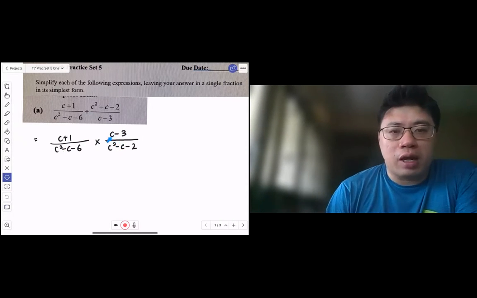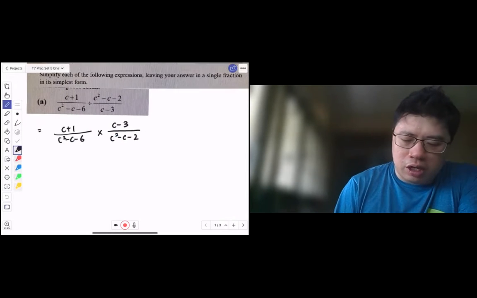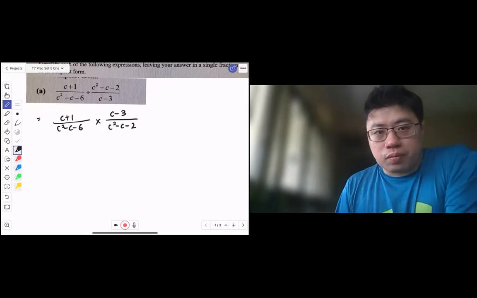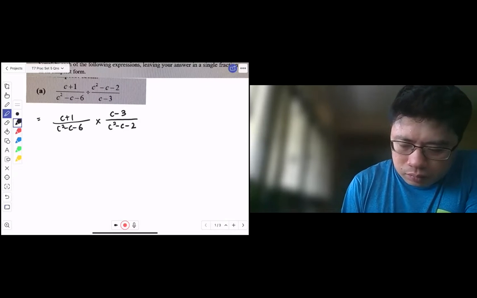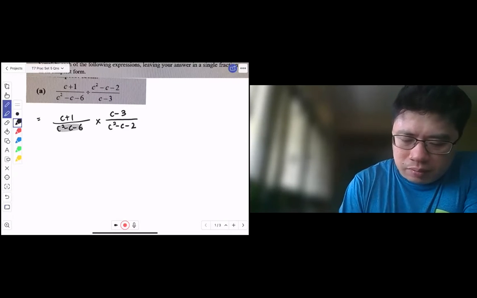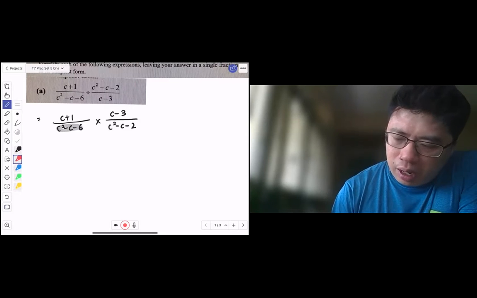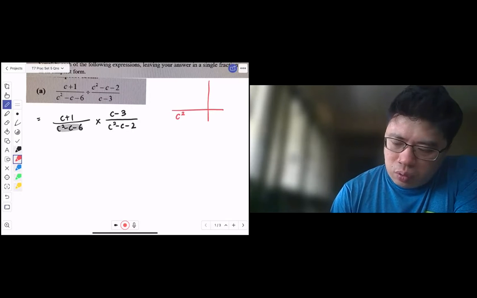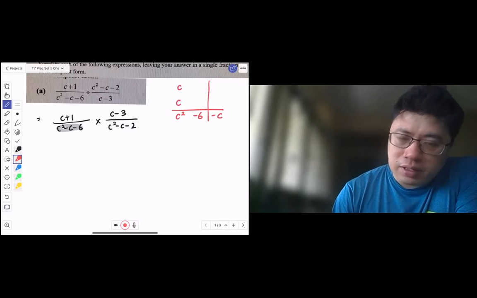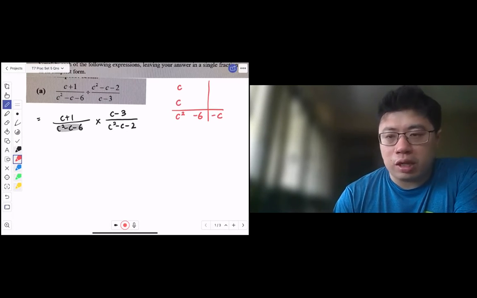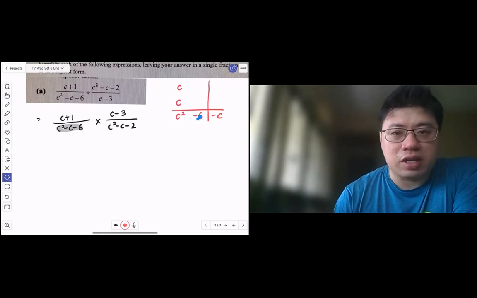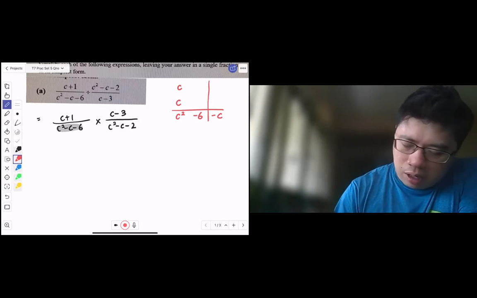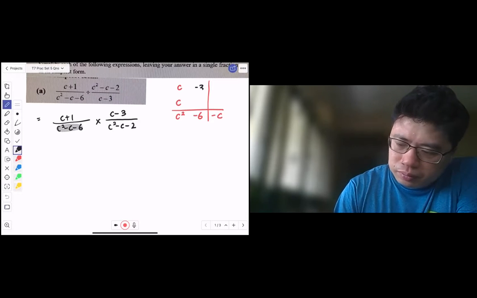Okay, so with that, I'm going to go ahead and factorize the following terms. First, the factorization of c squared minus c minus 6. Let's say I use the X method. I'll write c squared, negative 6, negative c. Now I have c and c. All I need to do is think of possible factors of negative 6. In this case, I'm going to think of negative 3 multiplied by positive 2.